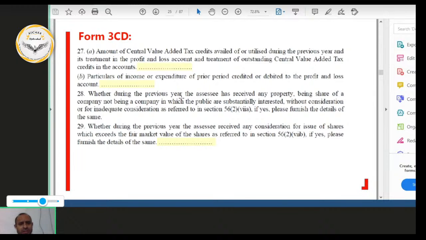Then 56(2)(7A) also, this clause is not there for the current year because 56(2)(7A) is subsumed into 56(2)(10). So 27A is not there, 28 also not there. 29 is there. So 29 talks about 56(2)(7B). 56(2)(7B) is there. So this is applicable in the case of closely held companies.